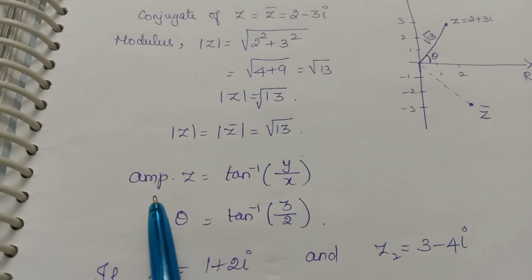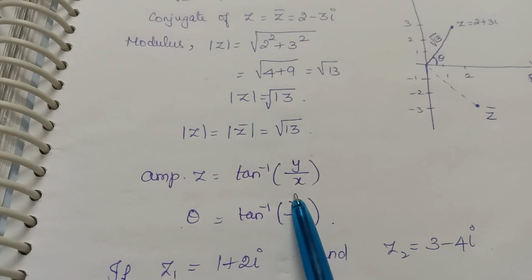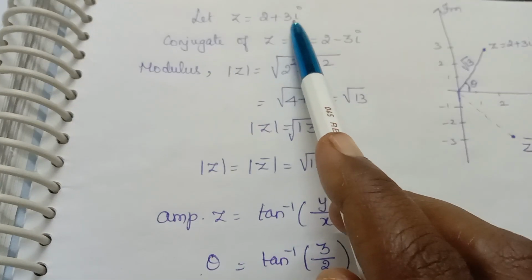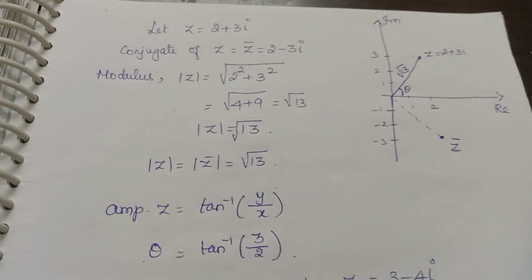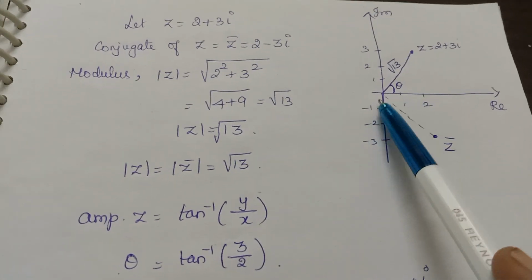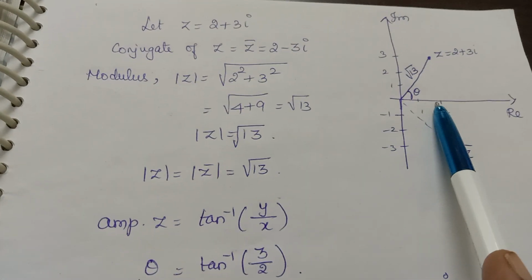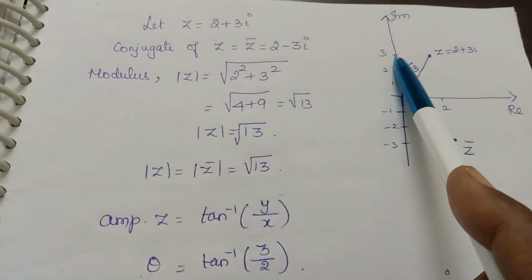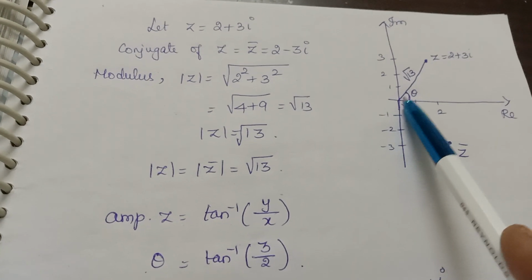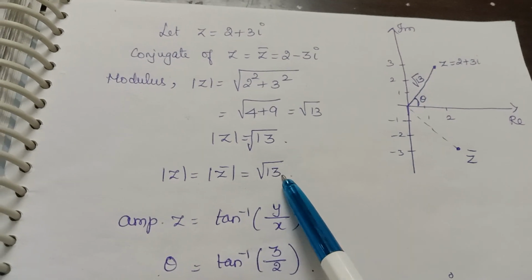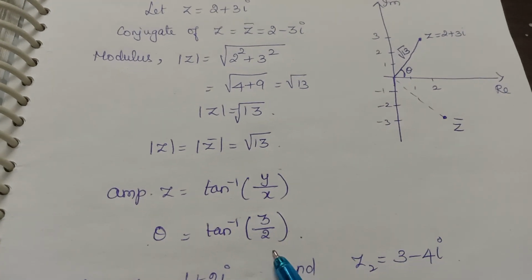Next, let's find the amplitude. Amplitude equal to tan inverse of y by x. Y is the imaginary part and x is the real part. For this complex number, imaginary part is 3, so tan inverse of 3 by 2. This is the amplitude. Let's see how to represent this in the complex plane. Along the real axis, you have to take 2 units because real part is 2, and along the imaginary axis, you have to take 3 units. So 2 comma 3 will be coming here. Join this with the origin. Then the length of this line segment will be root 13, and this angle theta, amplitude, is equal to tan inverse of 3 by 2.